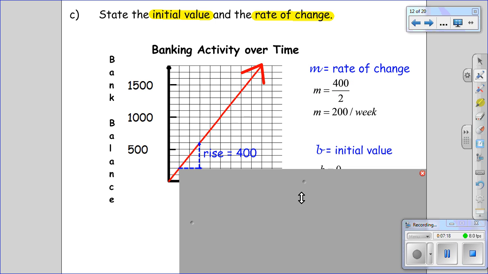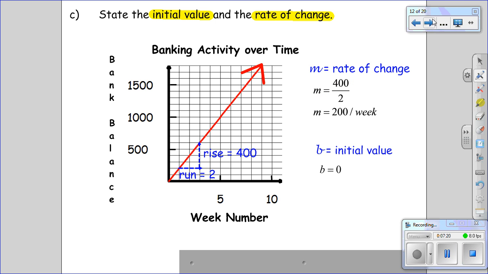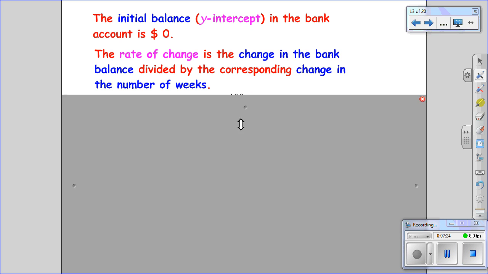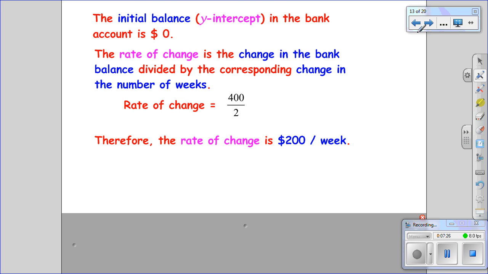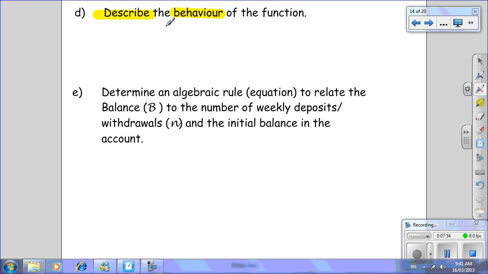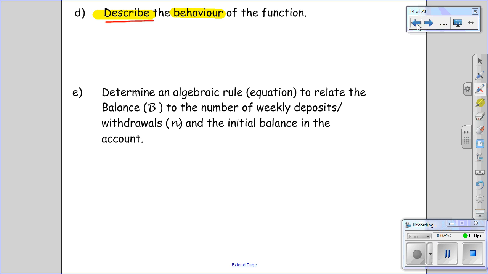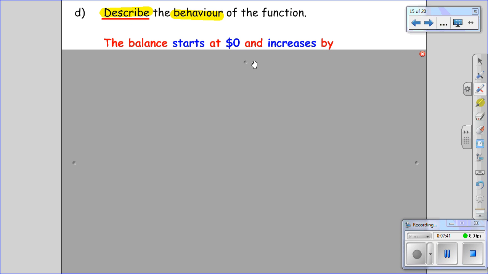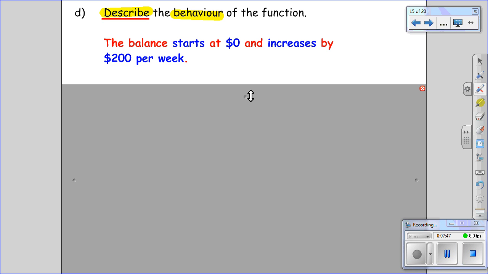And that's just what this is showing you here. Now I can actually use that information to describe the behavior of the function. It wants me to describe the behavior. That's what this question is asking me to do. And if I think about it, what is the behavior doing? The balance starts at 0. I have to talk about how it started and what it's doing. It starts at 0. It increases by $200 per week.